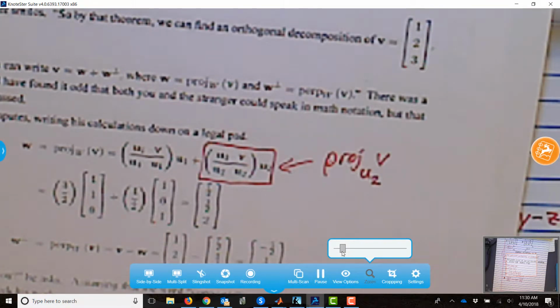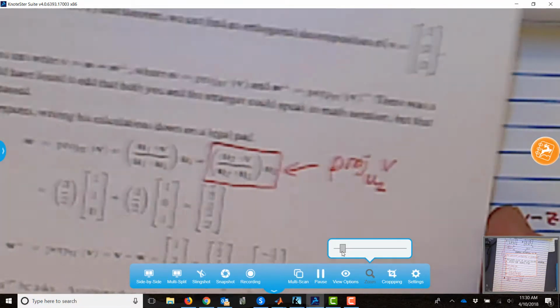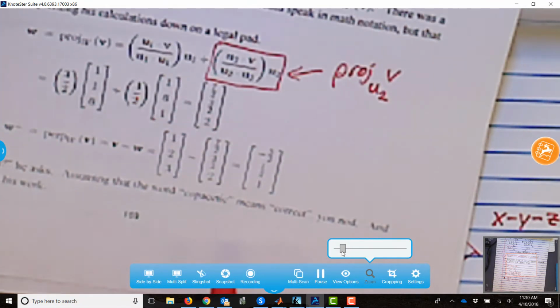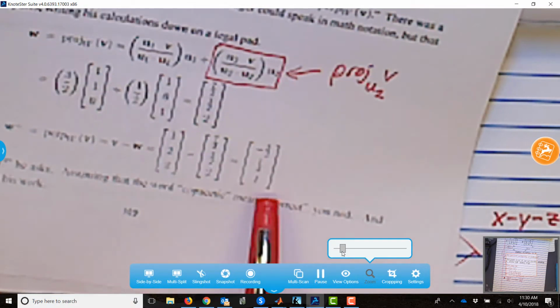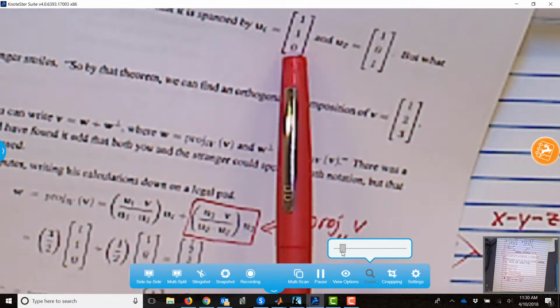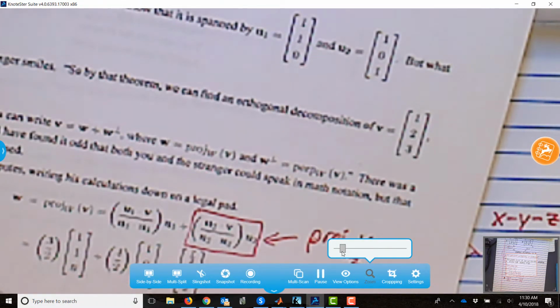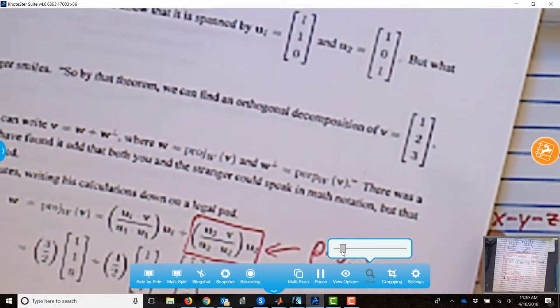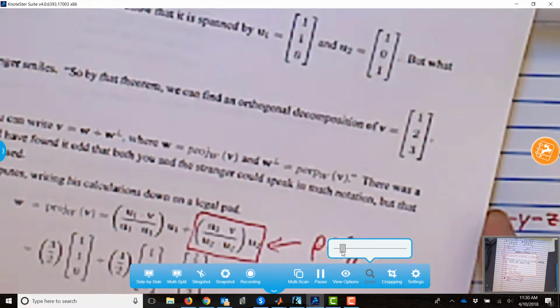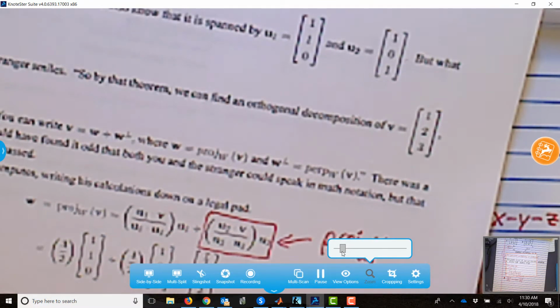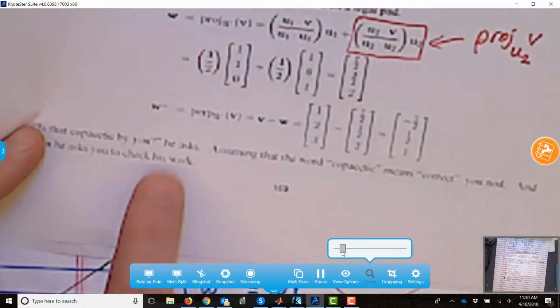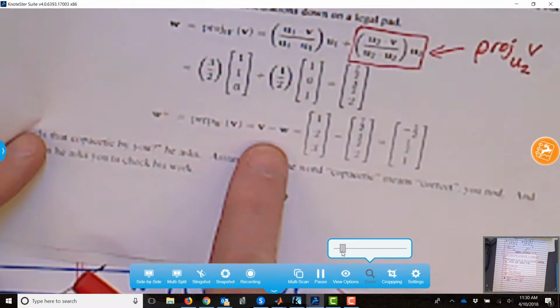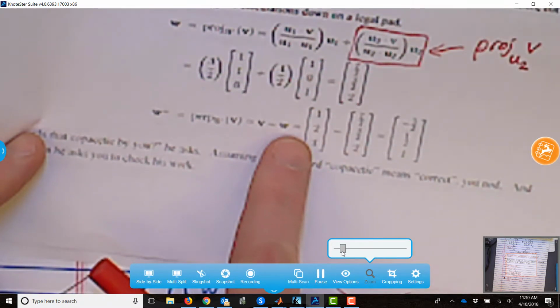Maybe he did the dot product wrong? Let's see. If you take W perp, no, you're not going to get 0 if you dot that with U1. Yeah. Is there something wrong with their definition for V onto W? I don't know. They say W perp is V minus W.